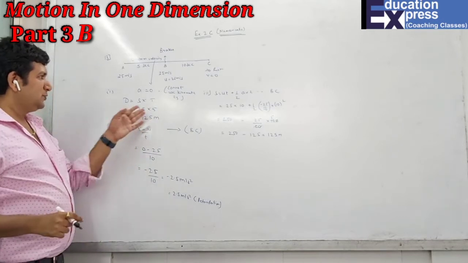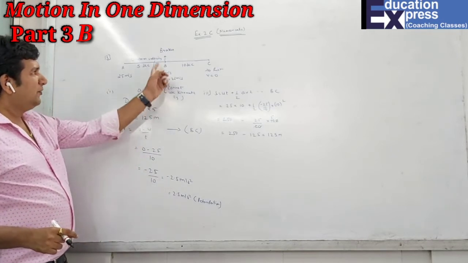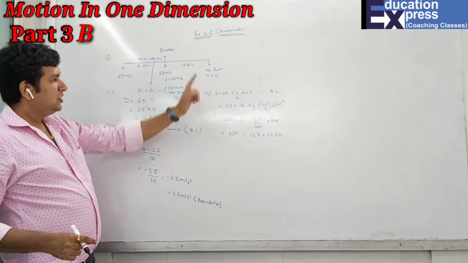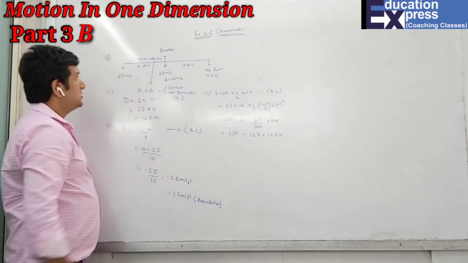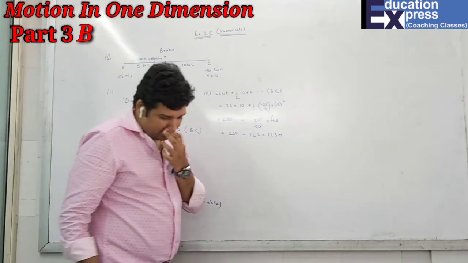So simply distance between time. Then retardation: after the brakes were applied, there was a change in velocity, so we can use the kinematic equation, and we found the distance. Now comes the 14th sum.